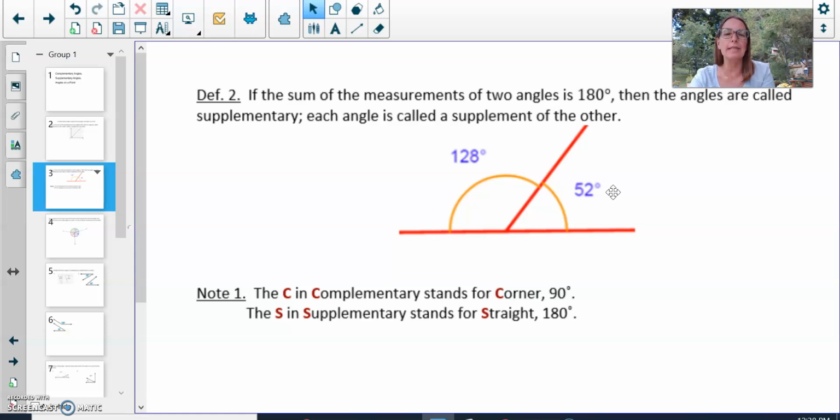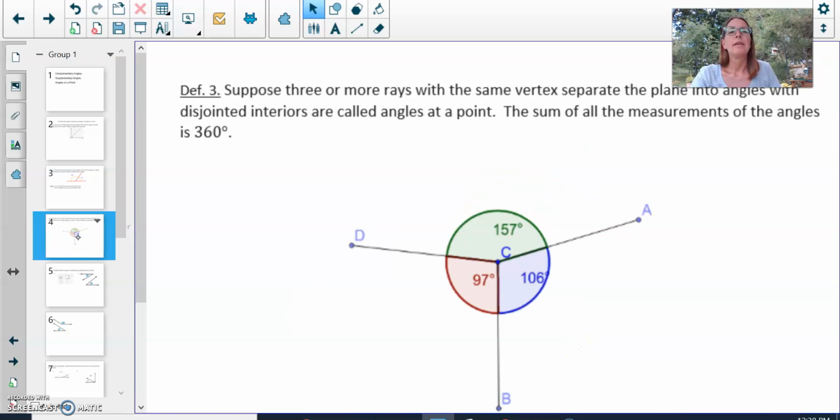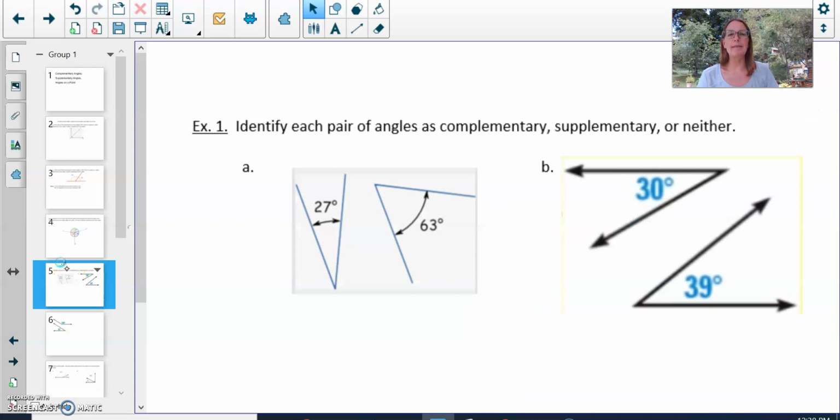One way to keep track of it: the C in complementary stands for corner, 90 degrees. The S in supplementary stands for straight, which is 180 degrees. Suppose three or more rays with the same vertex separate the plane into angles with disjoint interiors. Those are called angles on a point. If you add together all the angles on a point, you get 360 degrees because together they form a complete circle.